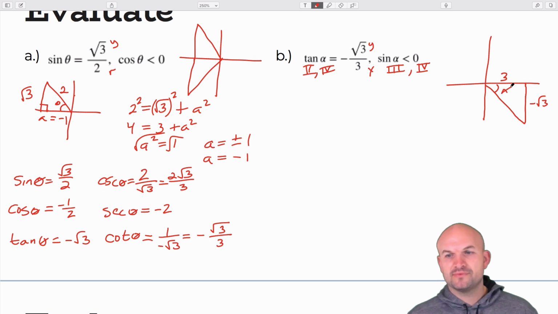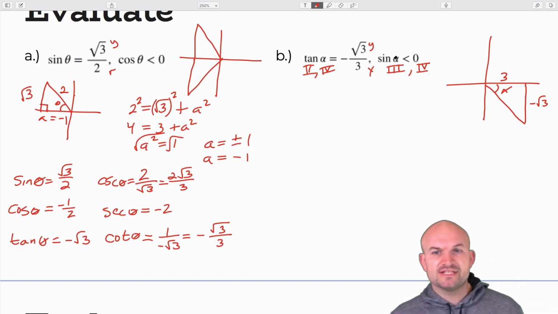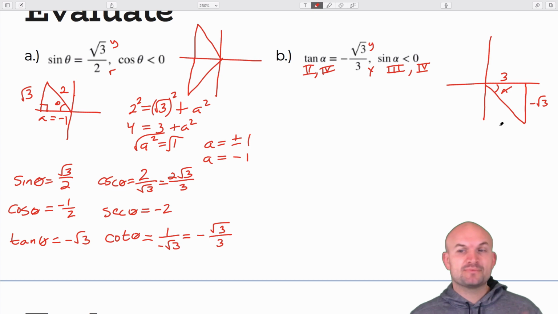Here's your angle alpha. So again, by looking at this triangle, does this make sense for the tangent? Yes, negative square root of 3 over 3 would be negative, and the sine, the y-coordinate, is negative. So this is going to work. No other quadrant that you could play around with is going to satisfy that. So now we have our triangle. Now we just evaluate the 6 trig functions. Just make sure now we're taking into consideration that it is a negative square root of 3.